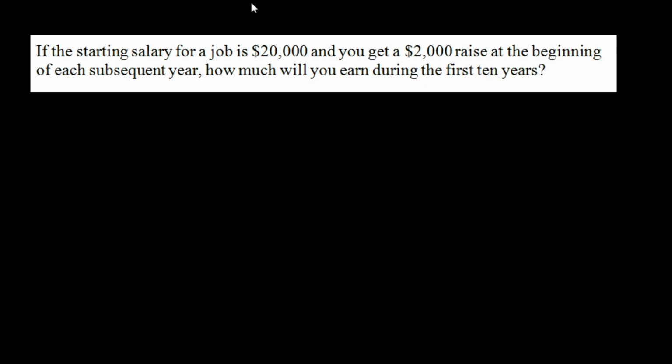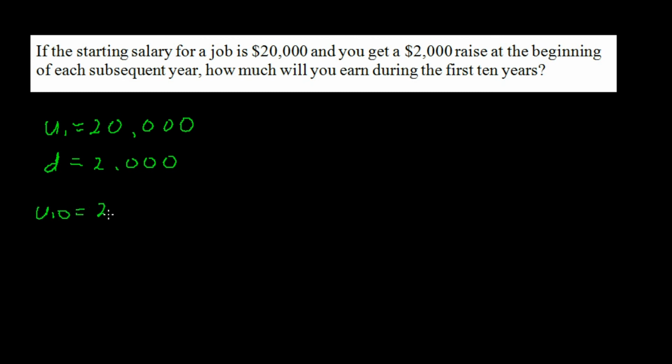So we know that our initial salary, our initial term in this sequence, is 20,000. So u sub 1 is 20,000. We get a $2,000 raise at the beginning of each subsequent year, so that's that constant growth, that constant difference. So our common difference is 2,000. So now we just need to find the salary after 10 years and then apply the partial sum formula. So we need to find u sub 10.